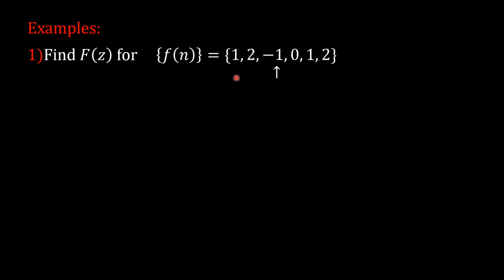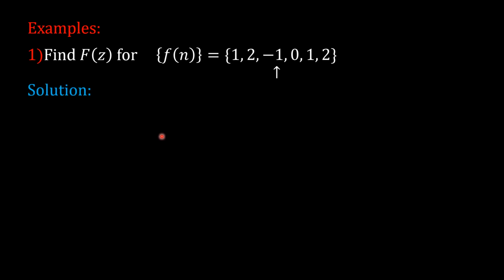In the examples, we are now going to obtain the Z transform of some finite sequences. So consider the first example. Find f of z for the sequence f of n whose elements are 1, 2, minus 1, 0, 1, 2, and the arrow is given below the element minus 1.